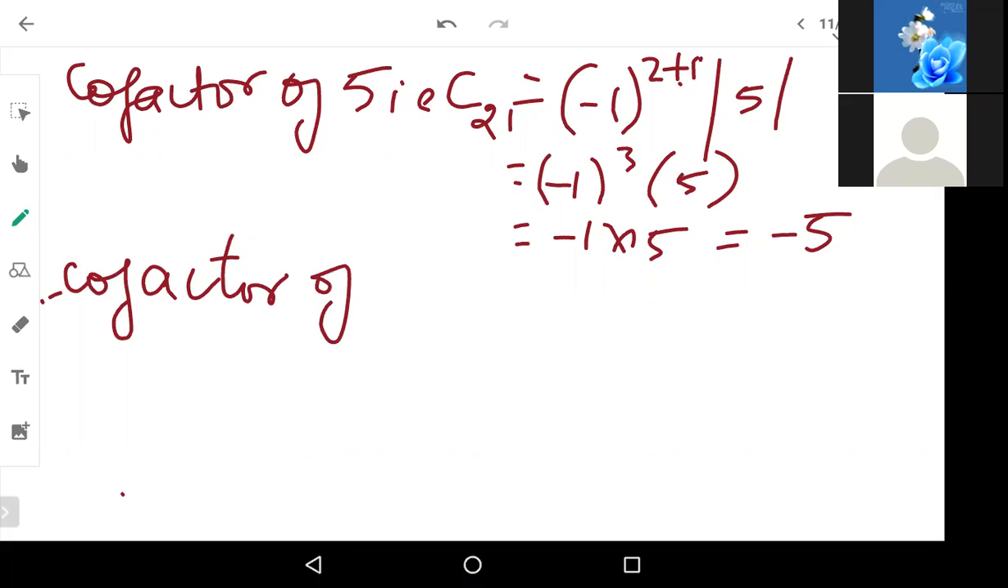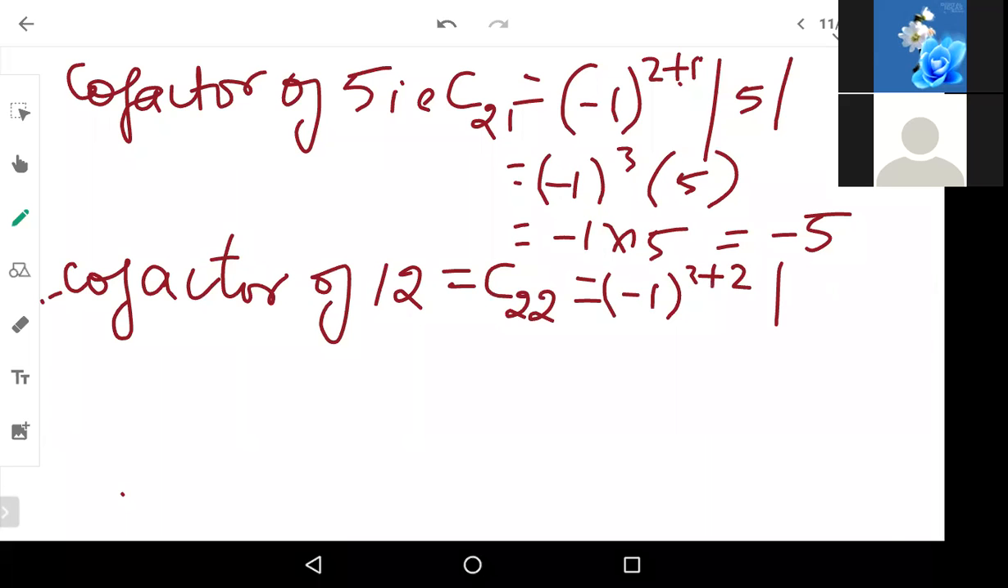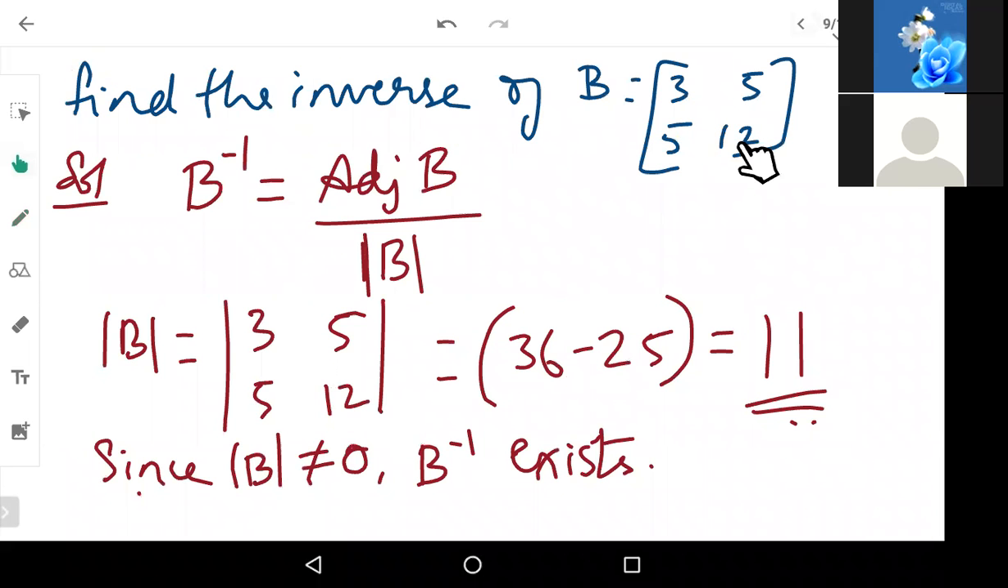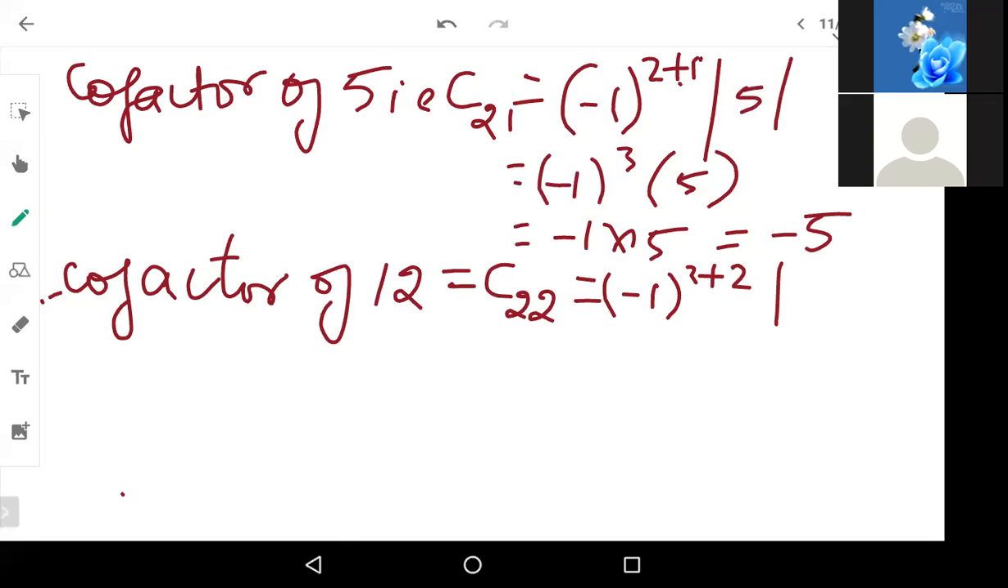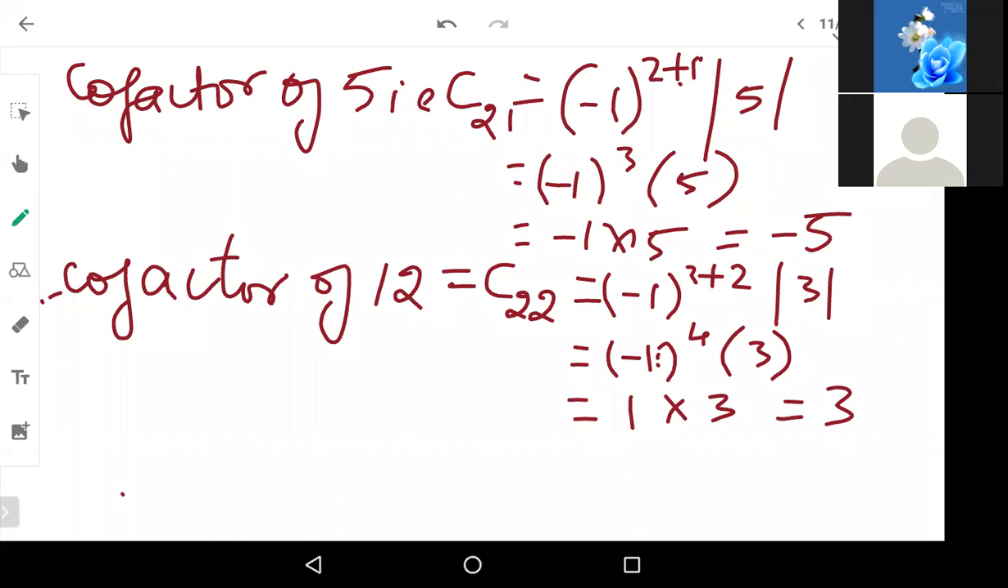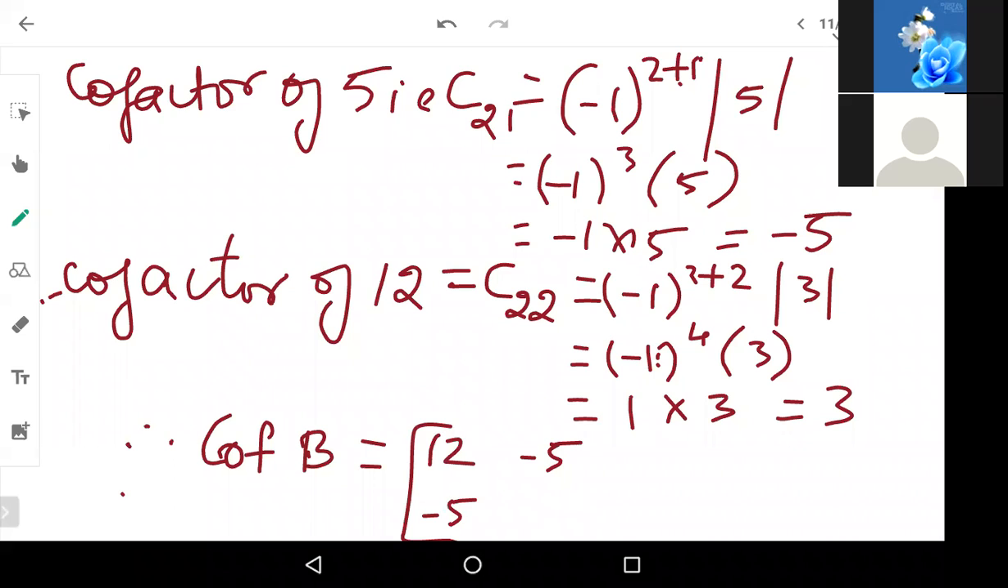And then cofactor of 12, that's going to be second row, second column, which is equal to -1 to the power 2 plus 2 into the minor of 12. The minor of 12 will be 3. So, -1 to the power 4 into 3. So, 1 into 3, which will be 3. So, therefore, cofactor of B is equal to 12, -5, -5 and 3.